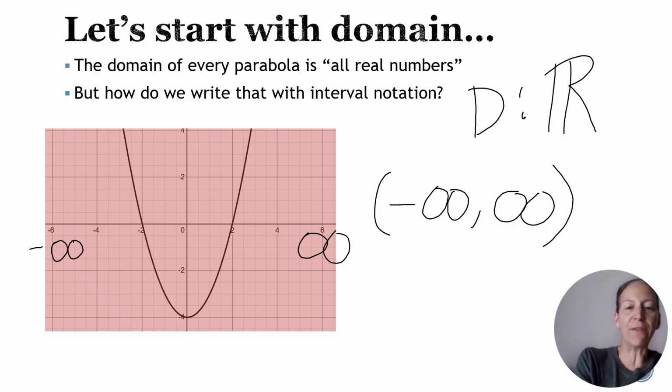So what you would write for your answer is you'd write the D as before, but instead of using the all real number symbol, you would write -infinity to positive infinity in the parentheses. Okay, you do need the parentheses. They do signify something important. Okay, so that's your domain.